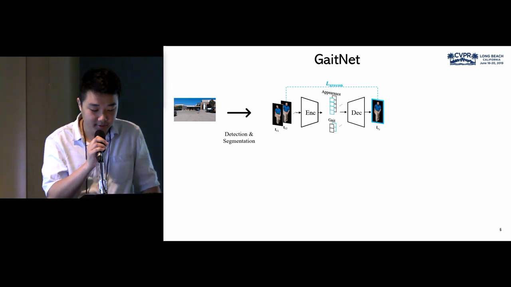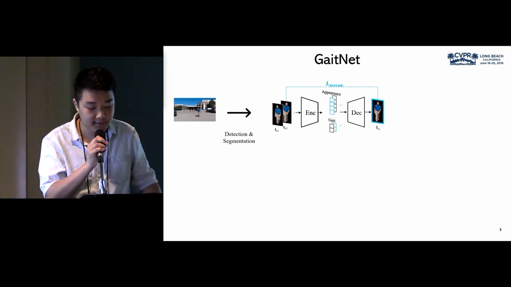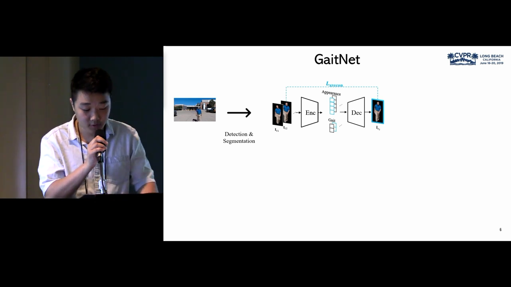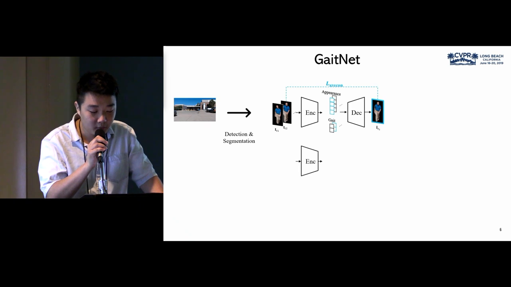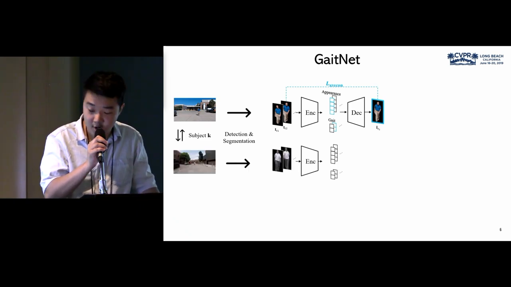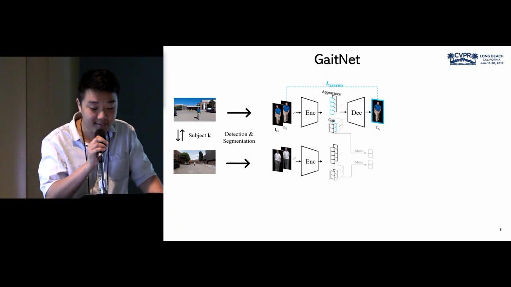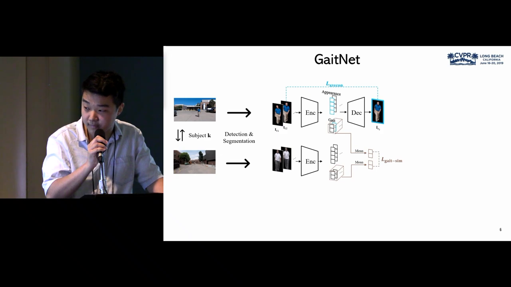We encourage their similarity using a reconstruction loss, with the purpose of disentangling the appearance and gait for each frame. The same encoder processes another video of the same subject, but in a different variation. We define a gait similarity loss, which is a mean square loss on the average of two sets of gait features. This loss encourages the same subject to have the same gait information even under different variations.